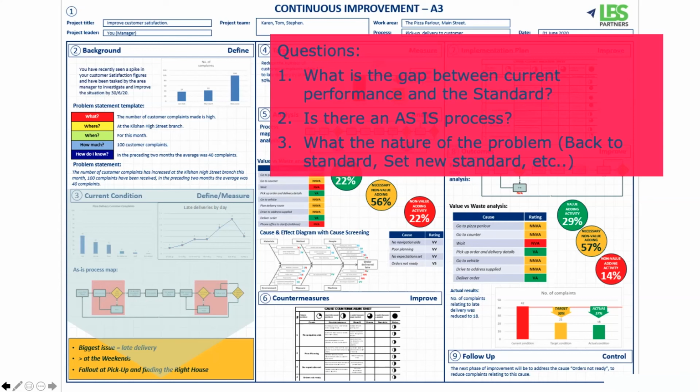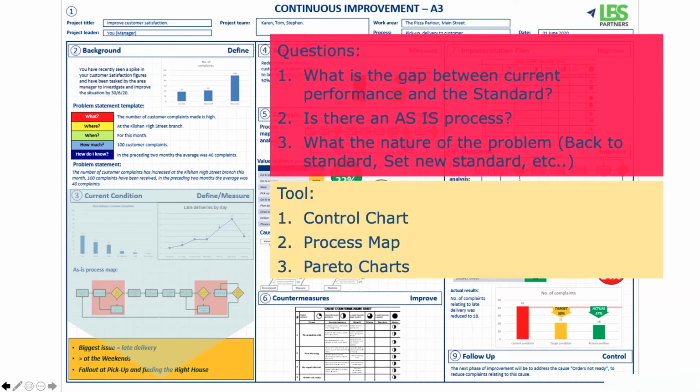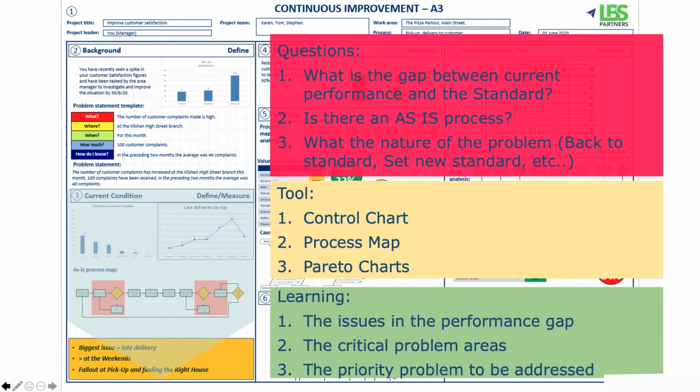Our problems are also going to have depth, so we are going to have to be looking for the point of causality. Critical to this is picking the right tools. Some of the tools we can use here are the control chart, process mapping, and the Pareto chart, to understand what is actually happening. What we are trying to do here is learn and select the path that we're going to take to improve the problem.